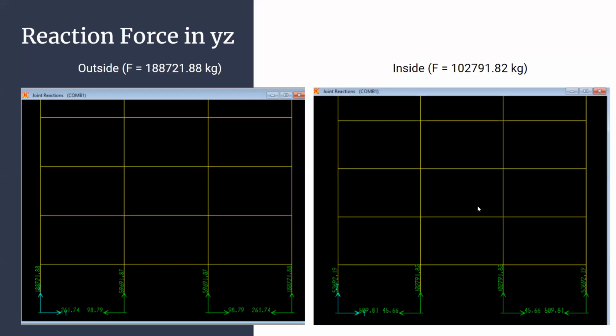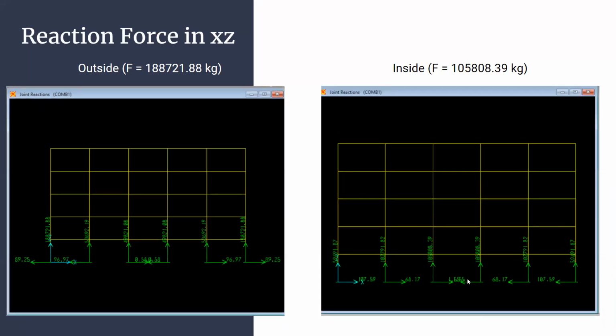For the results, for reaction force in the YZ plane, the maximum reaction force of outside is 189 tons, and inside is 103 tons. In the XZ plane, the maximum reaction force of outside is 189 tons, same as the YZ plane, and inside is 106 tons.